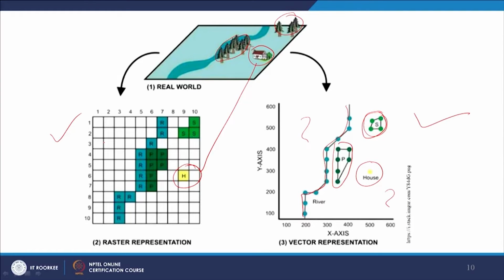No gap in between. So in the vector data model, information about points, lines and polygons is encoded and stored as a collection of xy coordinates. So for a point you have just one single pair of x and y.